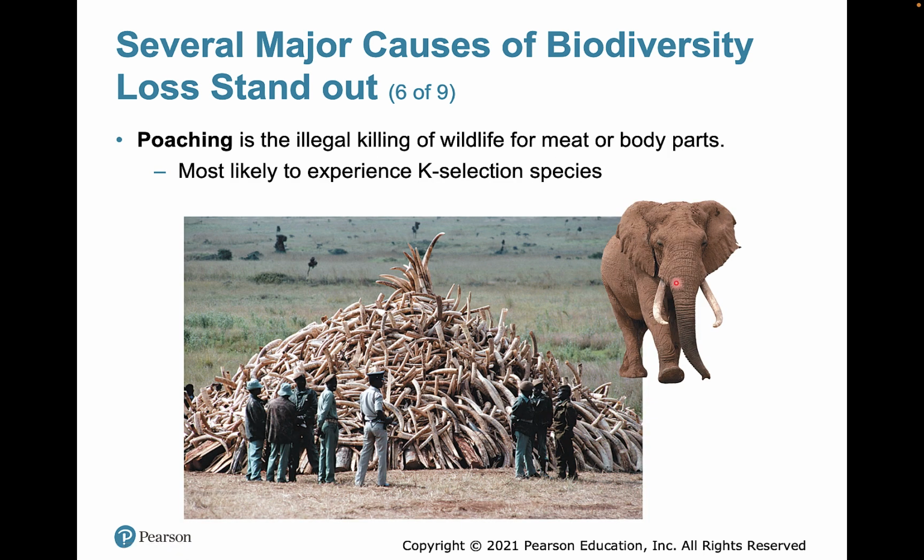This is the idea of poaching that we talked about. Hunters go in, they don't want the whole elephant, okay, because the whole elephant isn't valuable, they just want the tusks. So they kill the elephant, they chop out and take the tusks. This is a raid of African elephant ivory that was taken from poachers. So, yeah. And it typically happens more with the K-selected species.